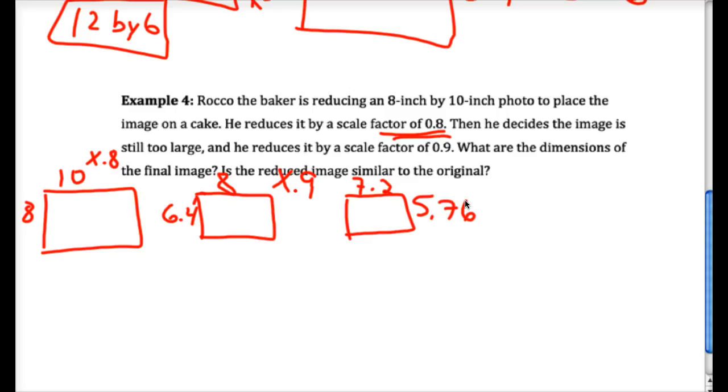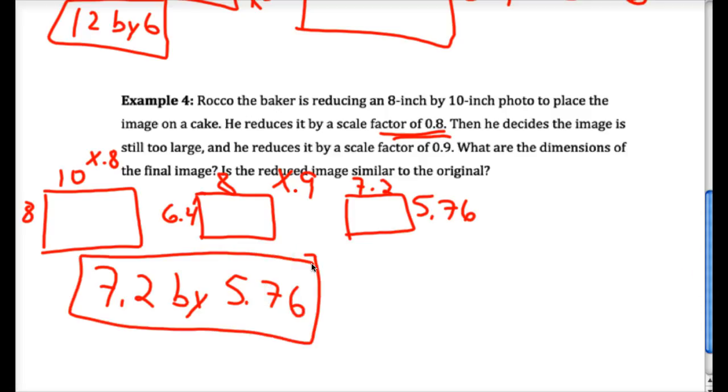Okay. Round that to 5.8? I think it doesn't say to round anywhere, and since it works out to 2 decimal spots, just leave them. Very good question. Always read the directions and see if it says to round. So, what are the dimensions of the final image? 7.2 by 5.76.